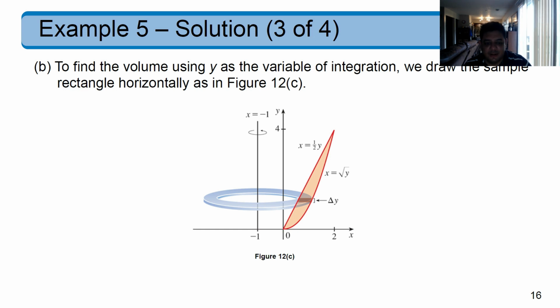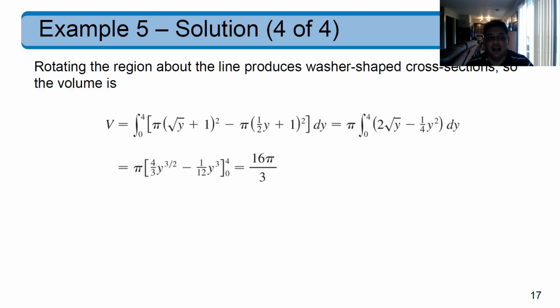Now notice that we're checking the inner radius and the outer radius. So we have here a washer situation. Clearly the inner radius is given by 1/2 of y, and the outer radius is given by x equals the square root of y. The thickness of this is going to be delta y. And so when we have this, we can use the washer method in here.